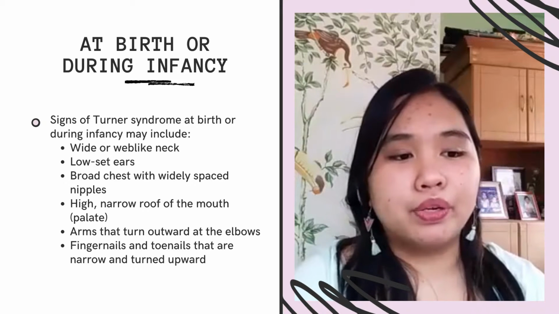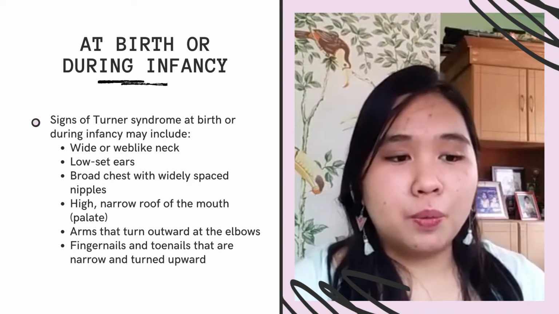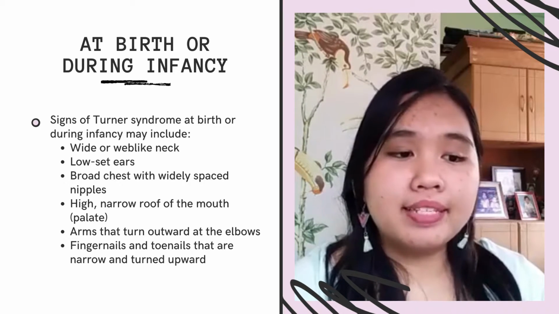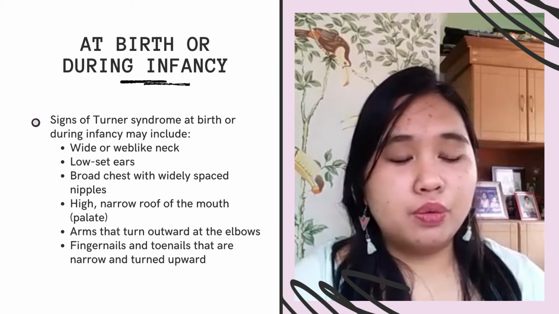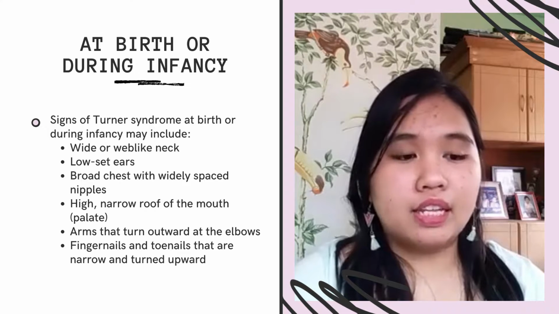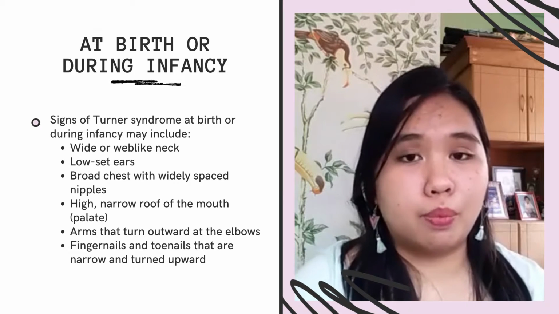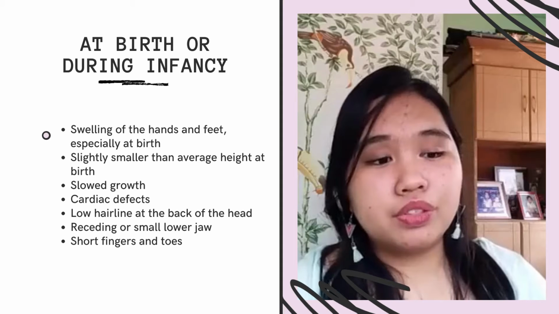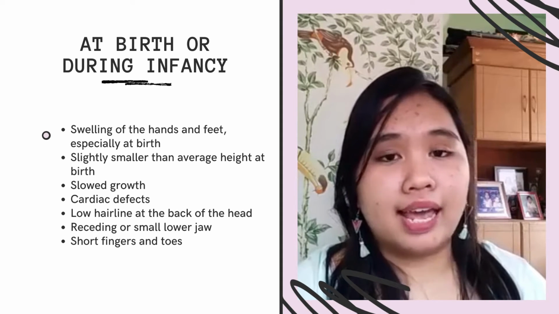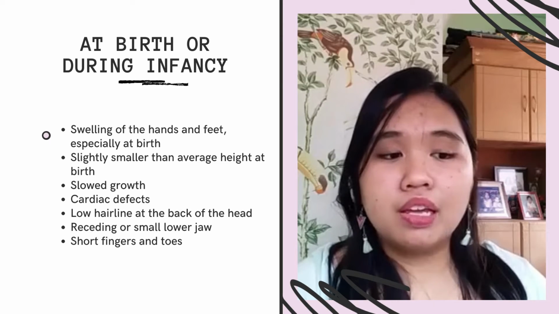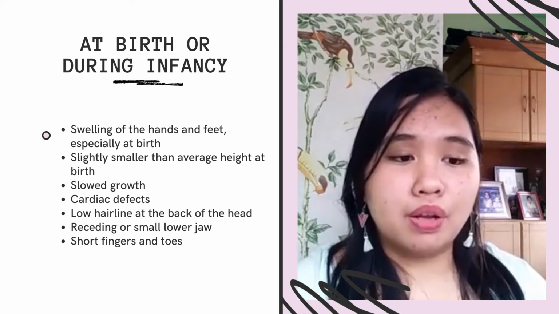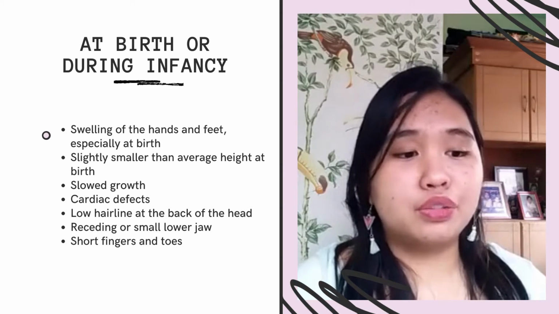Signs of Turner syndrome at birth or during infancy may include a wide or web-like neck, low-set ears, broad chest with widely spaced nipples, high, narrow roof of the mouth, arms that turn outward at the elbows, fingernails and toenails that are narrow and turned upward. It may also include swelling of the hands and feet, especially at birth, slightly smaller than average height at birth, slowed growth, cardiac defects, low hairline at the back of the head, receding or small lower jaw, and short fingers and toes.